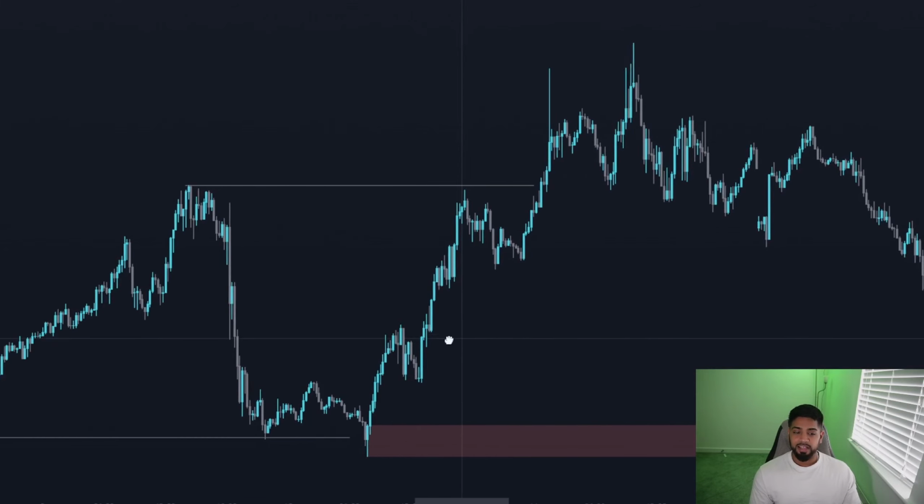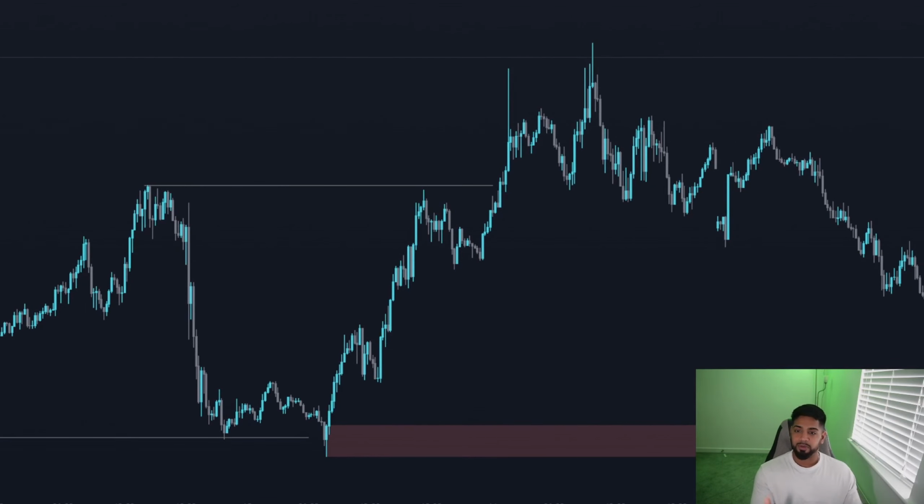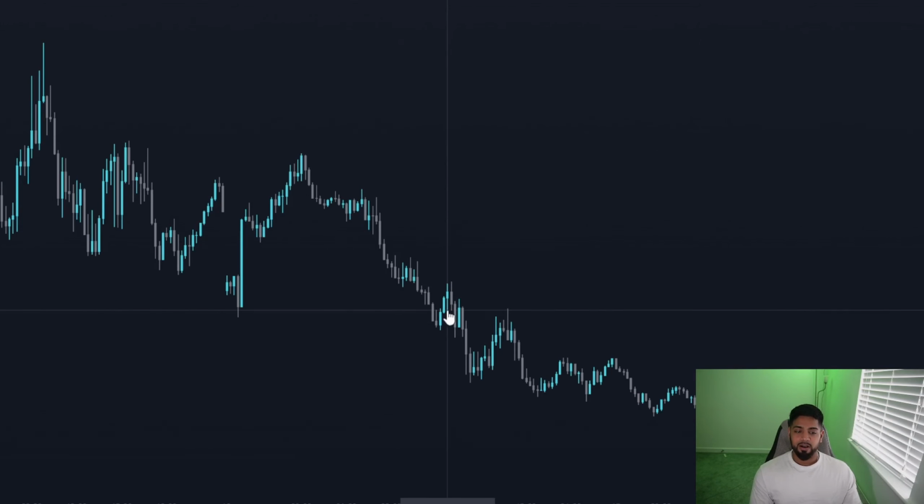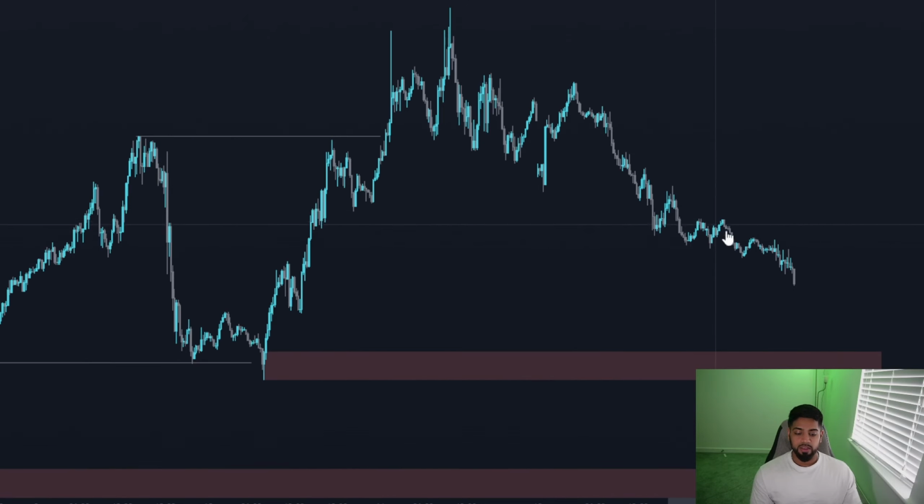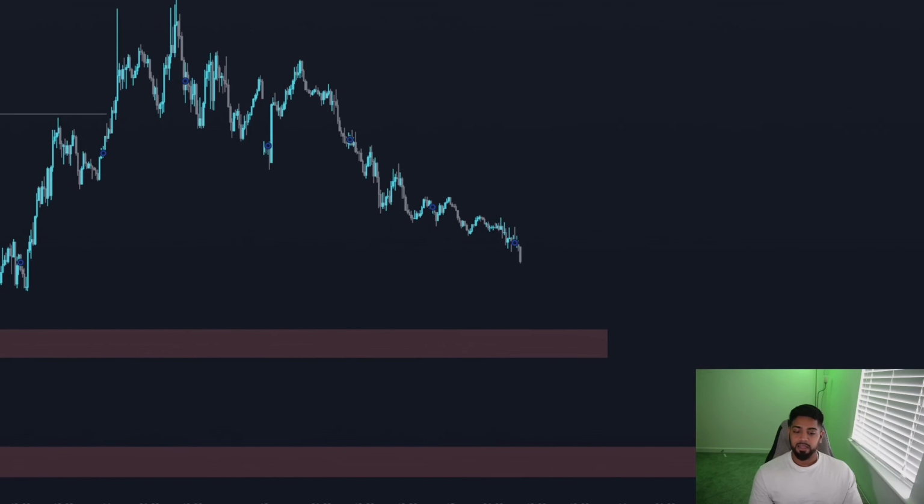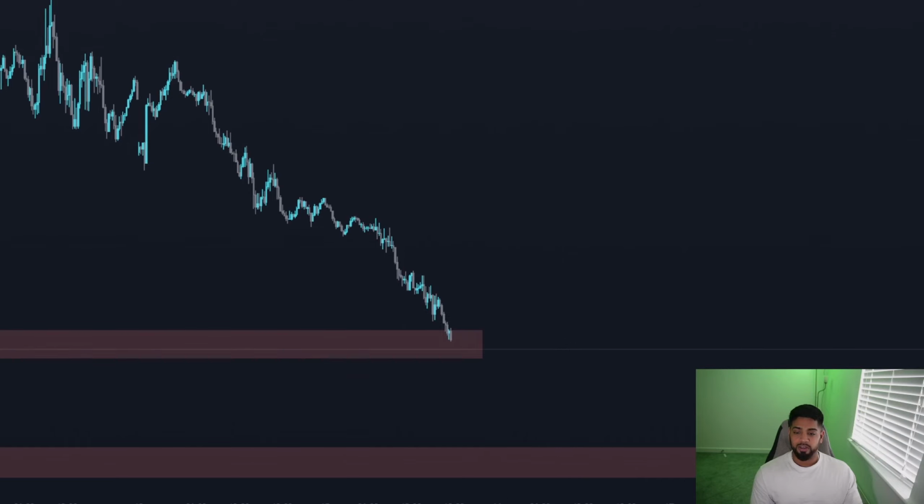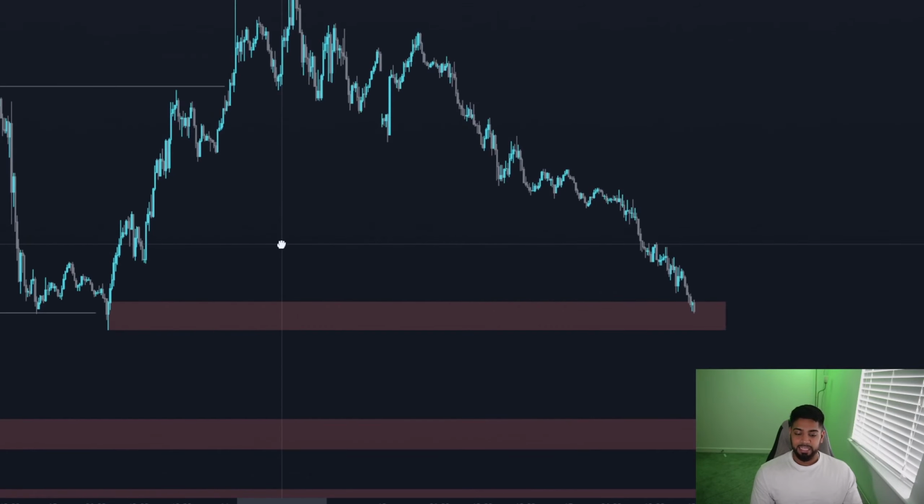So we've refined that all the way down from the hourly to the 15-minute. Now our next step is to actually wait for price to come and give us a tap into this area of interest. And once it does that, we can then actually start to look for an entry. So like I said, we're going to sit on our hands and we're not going to do anything until we actually get that tap in.